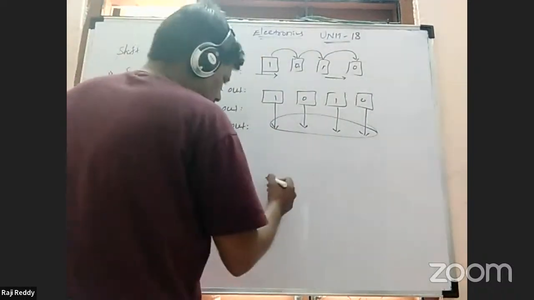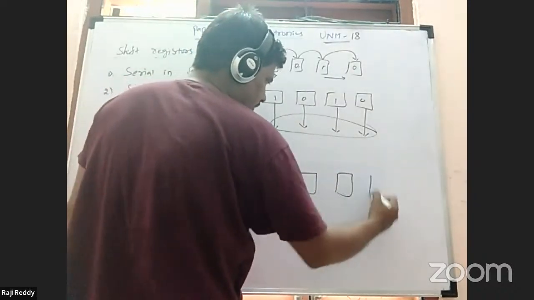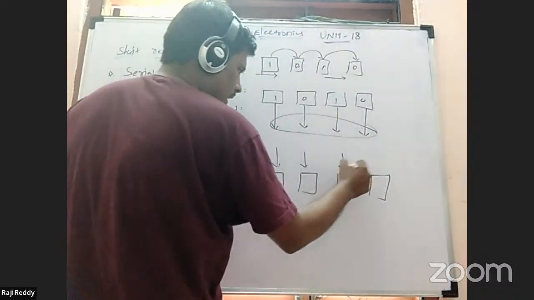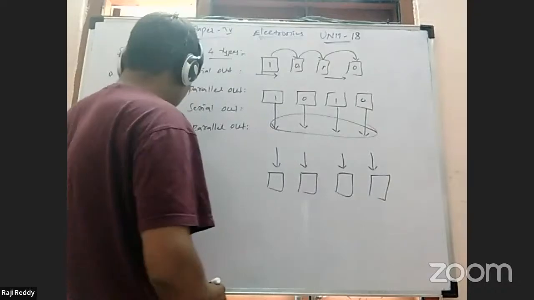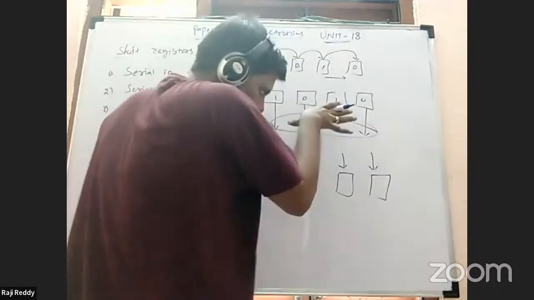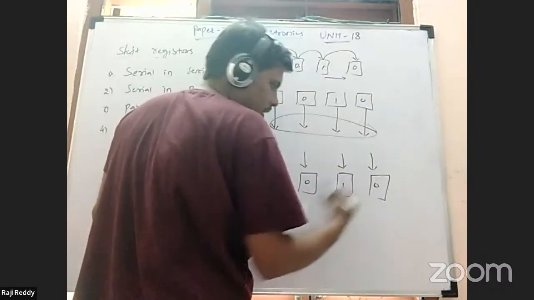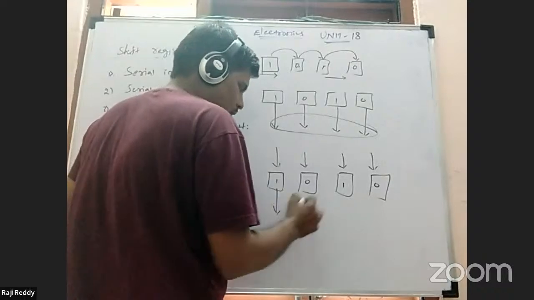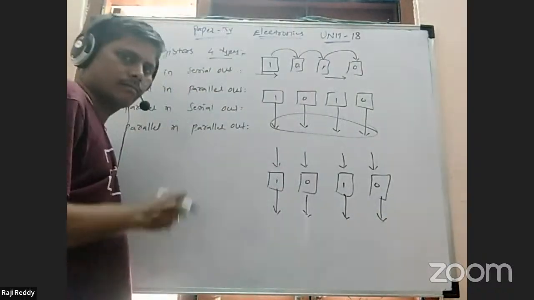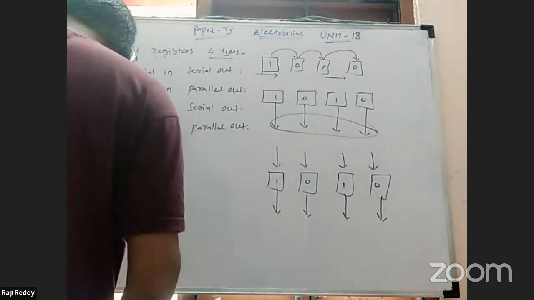The last condition is parallel in, parallel out. For example, you can take this as rough work. 4 bits entering parallel, 1 0 1 0 together. At the same time, 4 bits leaving from the register in parallel.